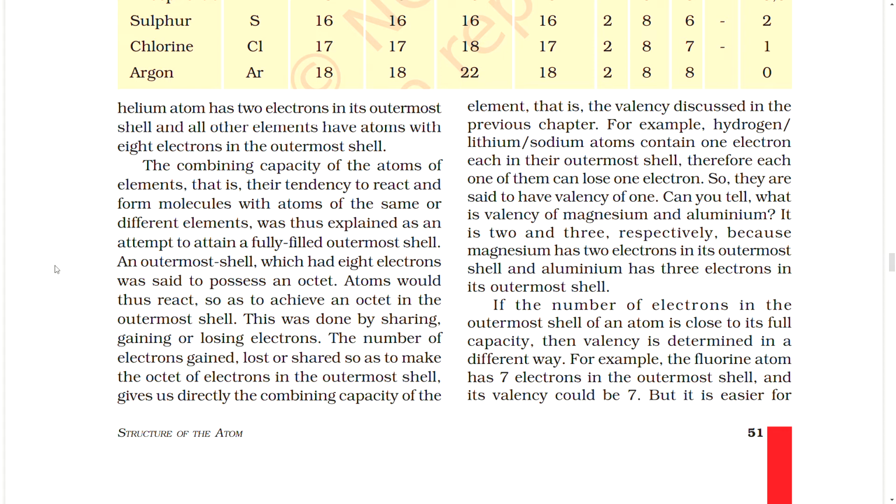Can you tell what is the valency of magnesium and aluminium? It is 2 and 3 respectively, because magnesium has 2 electrons in its outermost shell and aluminium has 3 electrons in its outermost shell. If the number of electrons in the outermost shell of an atom is close to its full capacity, then valency is determined in a different way. For example, the fluorine atom has 7 electrons in the outermost shell and its valency could be 7.